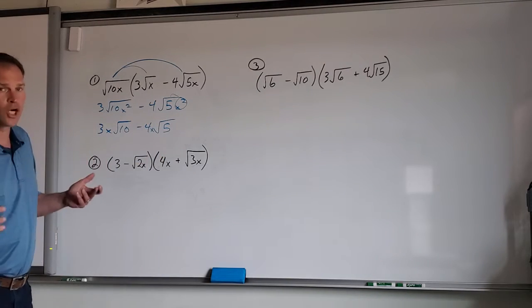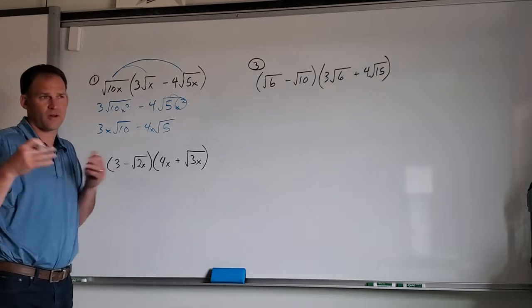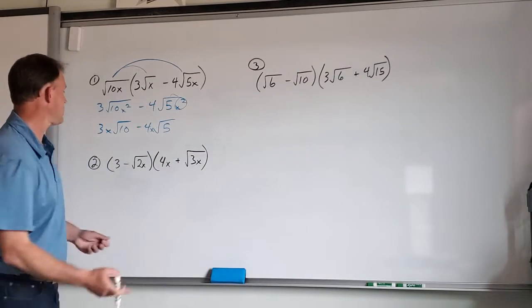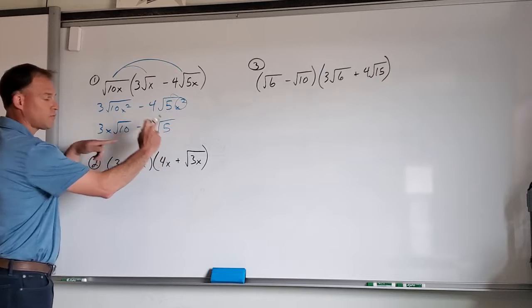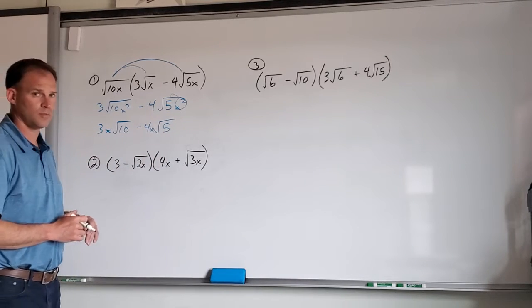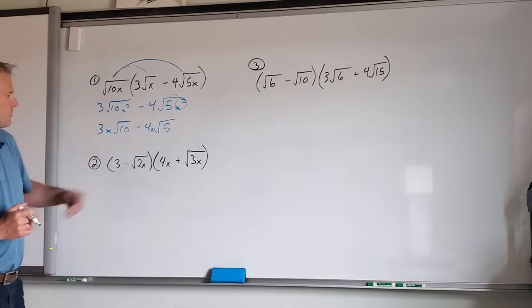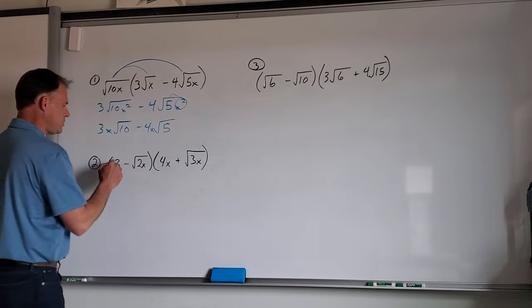Are these like terms? Well, remember like terms: same variables and exponents and radicals. So the x's are the same, but the root 5's throw it off. Not like terms, can't combine. That's the end. Do it again. Double distribution.